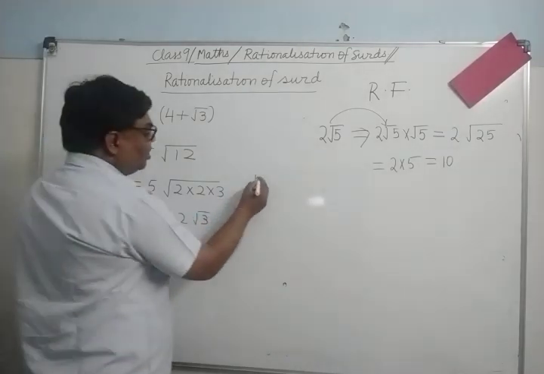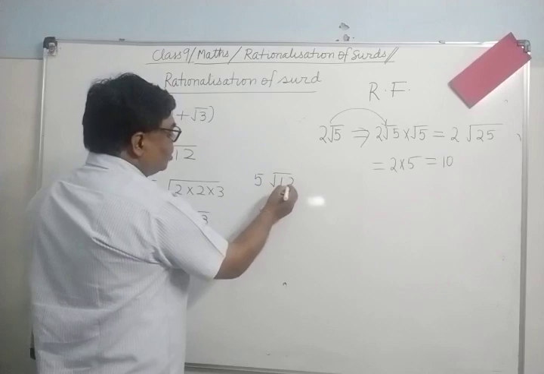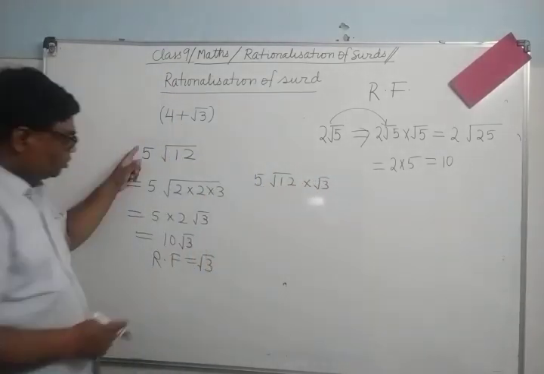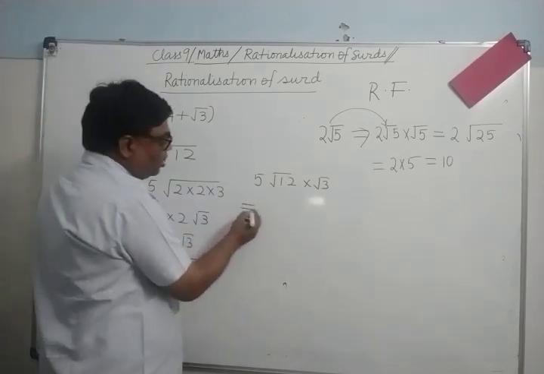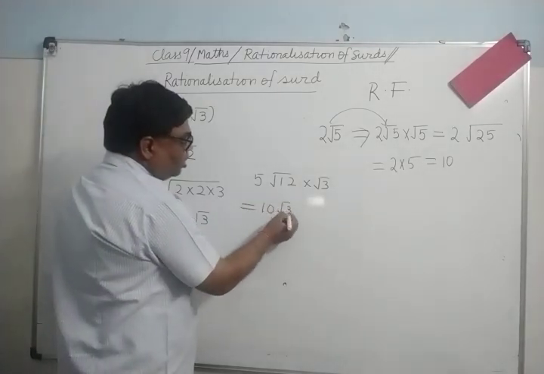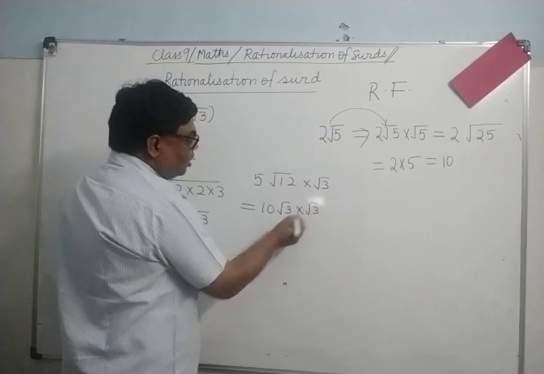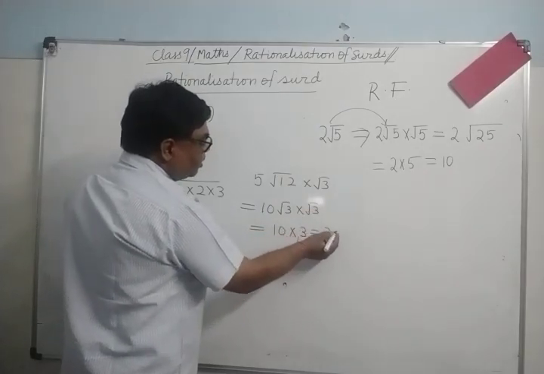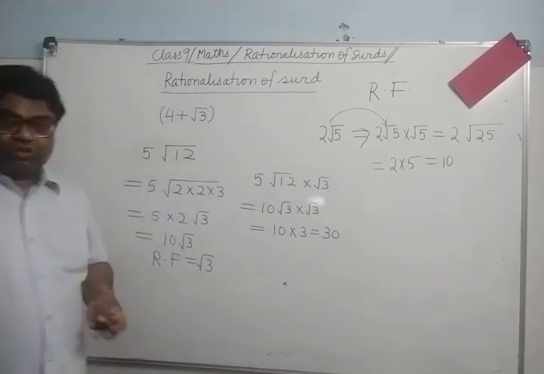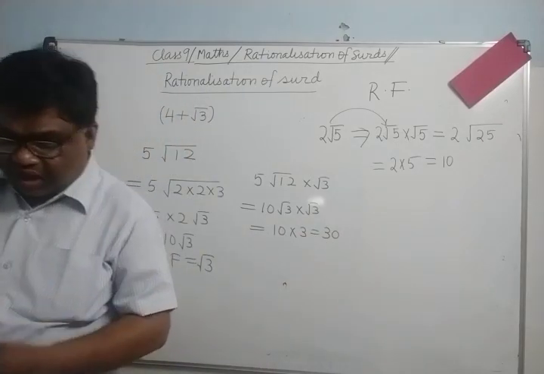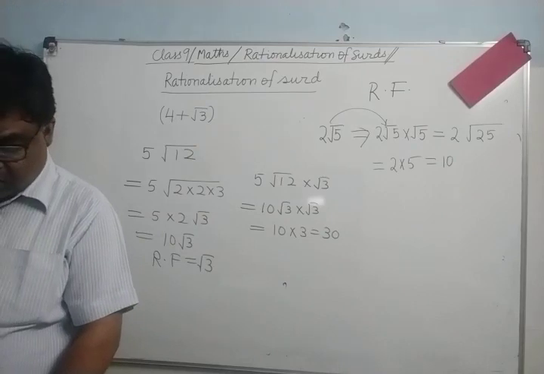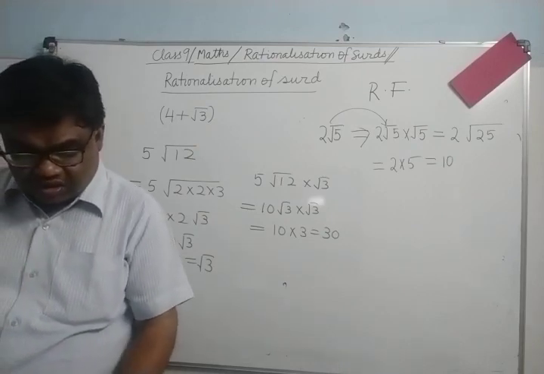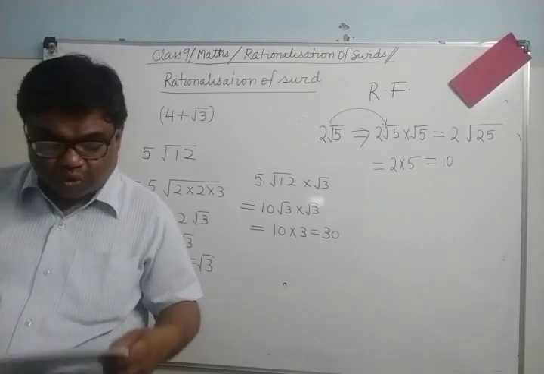Because you can see here 5 root 12, just now you have simplified it as 10 root 3. So 10 root 3 into root 3, what is root 3 into root 3? 3. 10 into 3 is 30. Is it clear? So this way you will find the RF. Now here we will do some questions, from that it will become clearer.